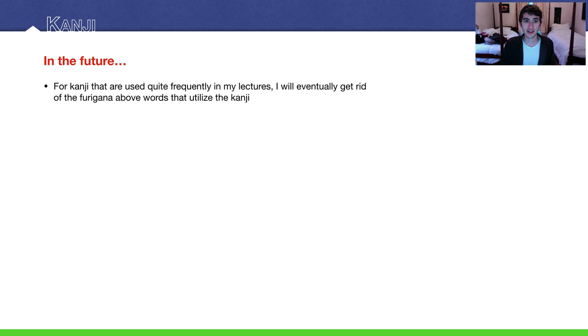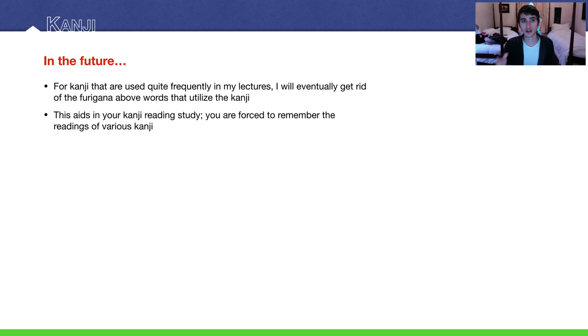In the future, okay, I have furigana, right? Above all the kanji, every kanji, I try to have furigana, the pronunciation of that word or character in hiragana, okay? In little characters above, that's called furigana. Eventually, I'm going to get rid of some of that furigana. Only for characters and words that you've seen a bajillion times, all right? This is for you, so that you don't rely on that furigana as a crutch, right? You're forced to remember the readings, all right, of various common words.